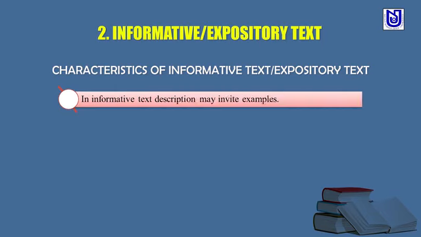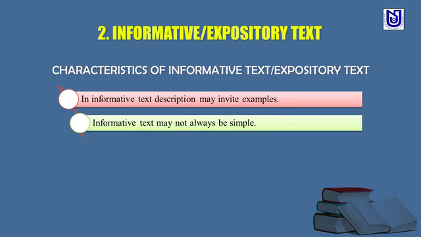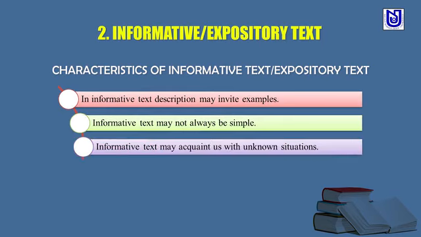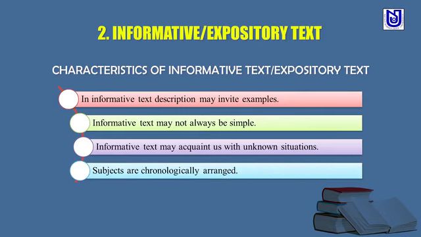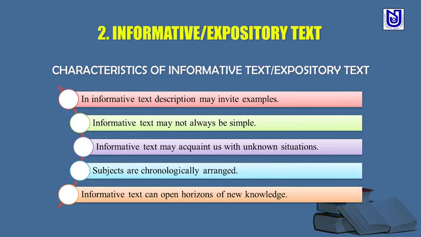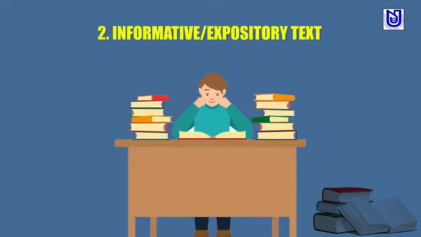In informative text, the description may invite examples. Informative text may not always be simple. Informative text may acquaint us with unknown situations. Subjects are chronologically arranged and informative text can open horizons of new knowledge. Informative text will open your mind and give you the space to gain new knowledge. It will open up new horizons of knowledge. So it is mostly used for academic purposes.